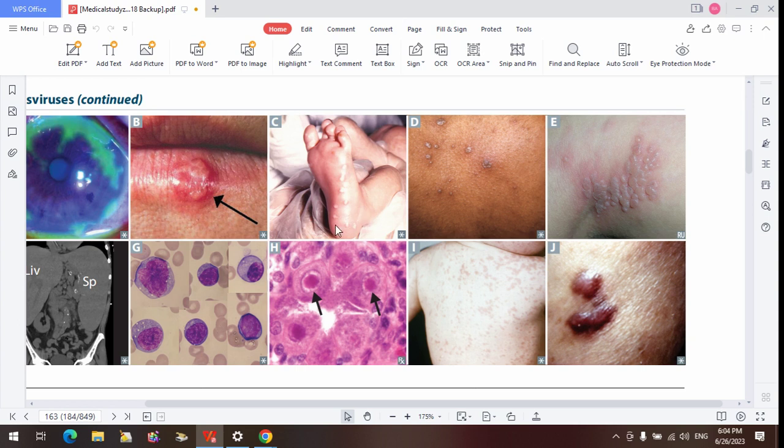You can see the vesicles on the legs and on the sole of the foot. This is not the typical area where you're supposed to see the vesicles, like the genitals or the mouth. You can see it widespread in the body. So once you see this, you are thinking of congenital herpes.